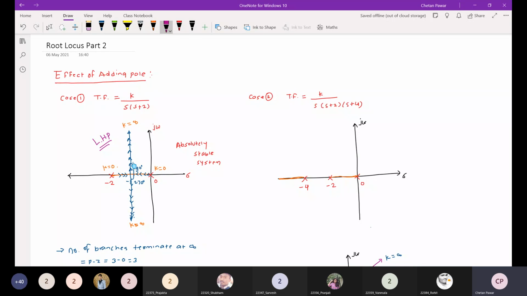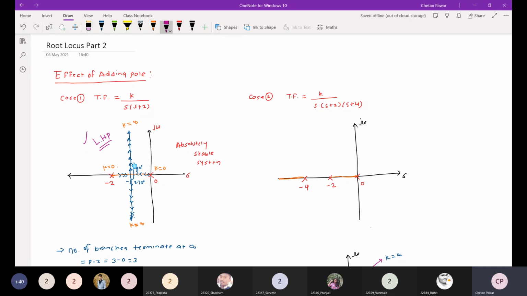So case one is an absolutely stable system, because these root locus branches are not moving into the RHP or onto the imaginary axis. The root locus branches lie in the LHP only, so that is an absolutely stable system.